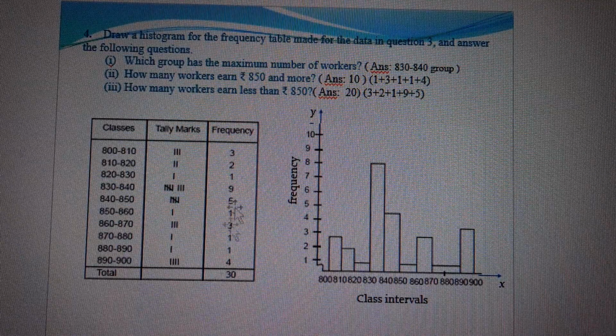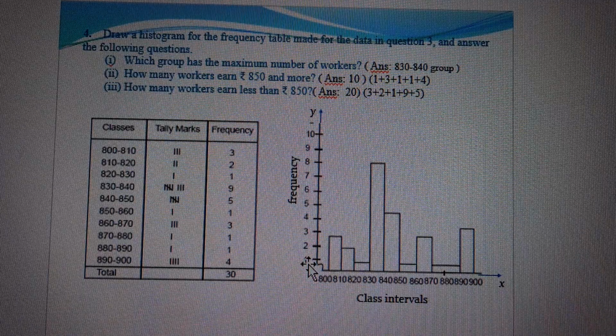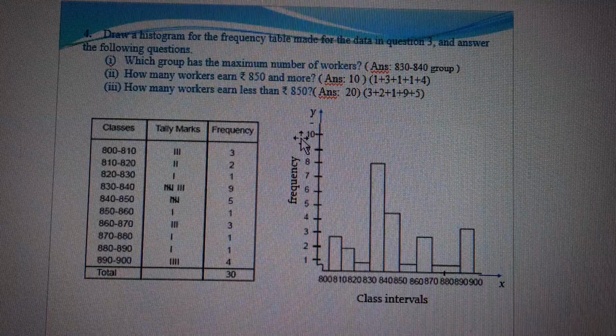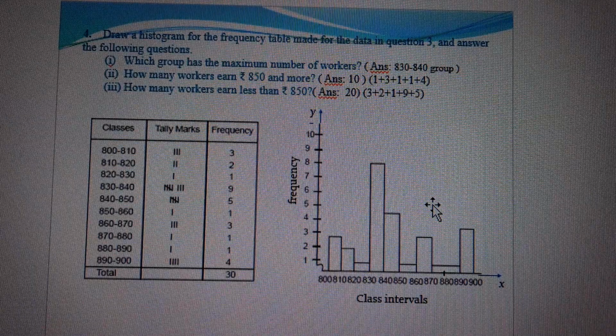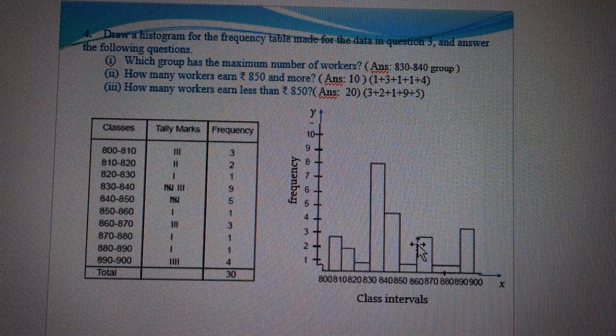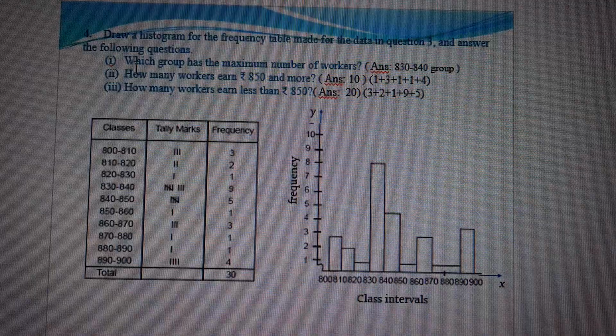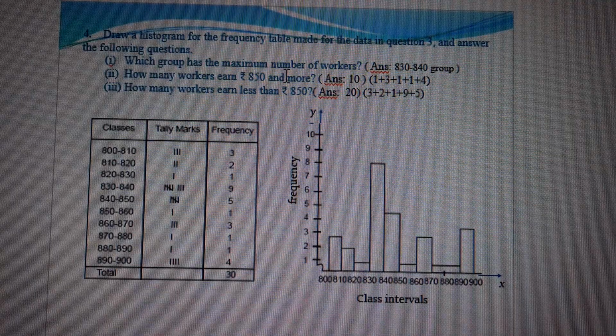So 1, 2, 3, 4, because for the frequency you will see the minimum is 1 and the maximum is 9. So you can take 1, 2, 3, 4, 5, 6, 7, 8, 9, 10 and then you will draw the graphs without leaving any gap, because a histogram is this, without leaving any gap. That is the histogram. And you have to answer here which group has the maximum number of workers.